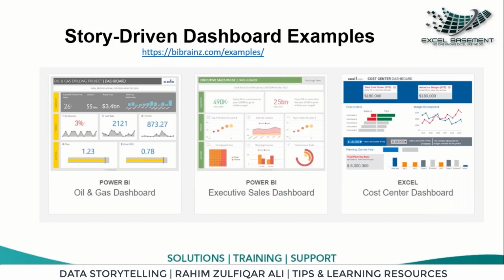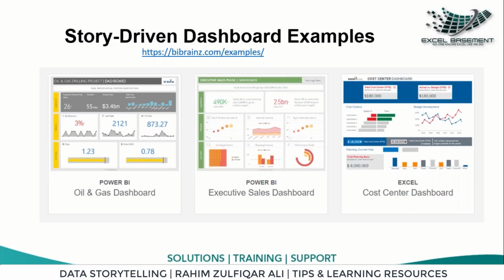I mean, you should identify the business problem first and then come up with a solution with a proper BI tool. As you can see in these 3 different kinds of story driven dashboard examples, the first dashboard is related to oil and gas, which is created on Power BI, and tells you about some of the important KPIs of the business as well. The second dashboard is related to executive sales, which is again created on Power BI. The third dashboard is related to cost center, and this is created on Excel.